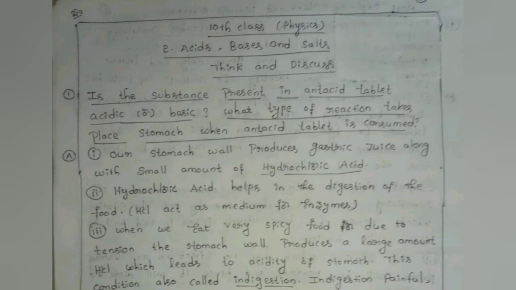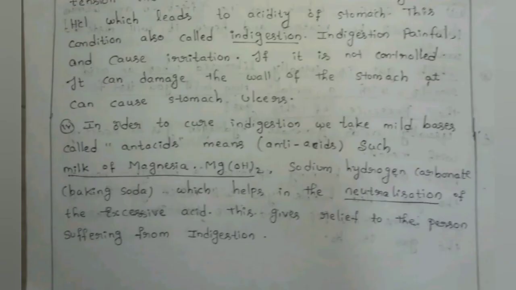Third point. When we eat very spicy food or due to tension, the stomach wall produces a large amount of HCl, which leads to acidity of the stomach. This condition is also called indigestion. Indigestion is painful and causes irritation. If it is not controlled, it can damage the wall of the stomach. It can cause stomach ulcers.